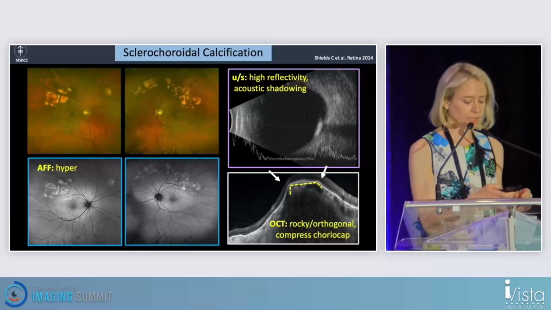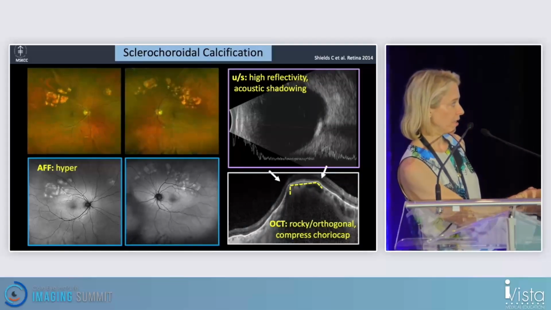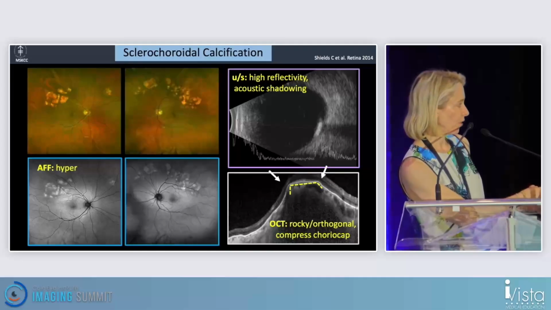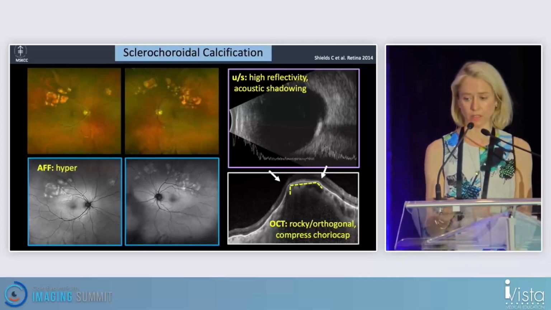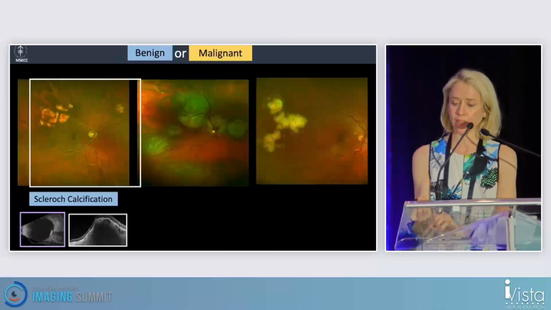And then on OCT, what's helpful is to see these kind of right angles. Calcium really likes to do right angles on OCT. And so seeing that is a good sign that this is probably a sclerochoroidal calcification.